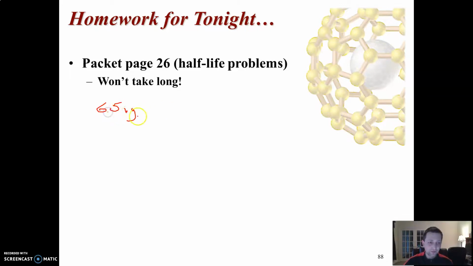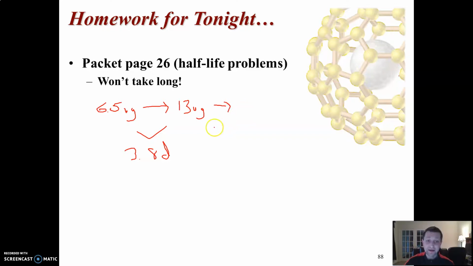For this, we have to go back in time. Let's go back in time one half-life. If we go back in time, there's going to be twice the amount of radon there. So 6.5 times 2 gives you 13 micrograms. We went back in time 3.8 days.